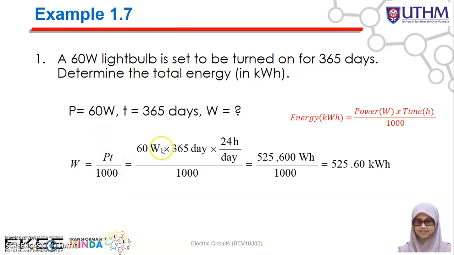So P is equal to 60 watt. Again, T is in terms of hours, right? So here you have 364 days, and you need to change it into hours. So you have 364 days multiplied by 24 hours per day. Then you just use your calculator, get the value, and the final answer is equal to 525.6 kilowatt hour. So this is the total energy used by this light bulb for about 1 year, right?